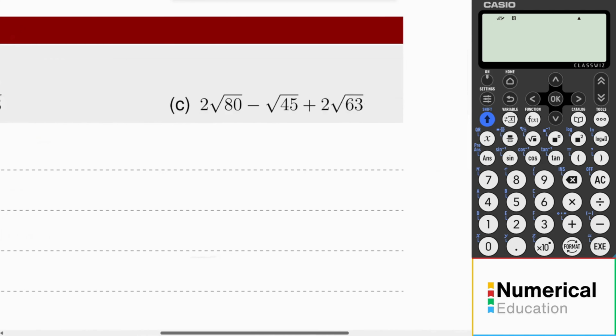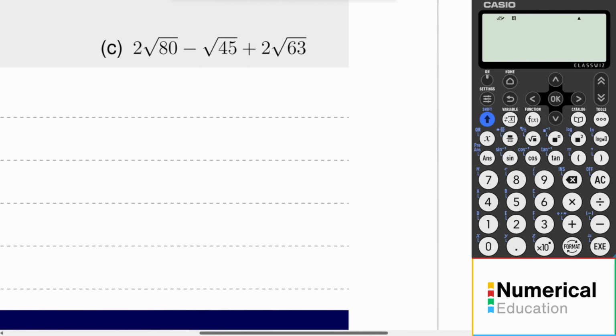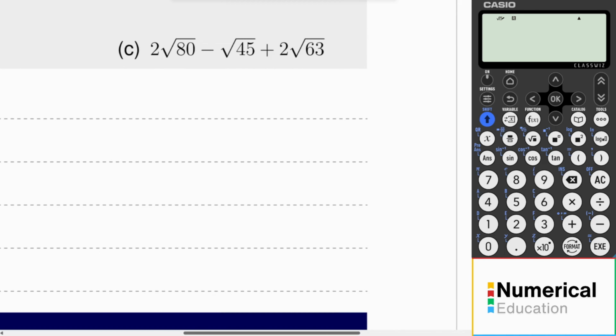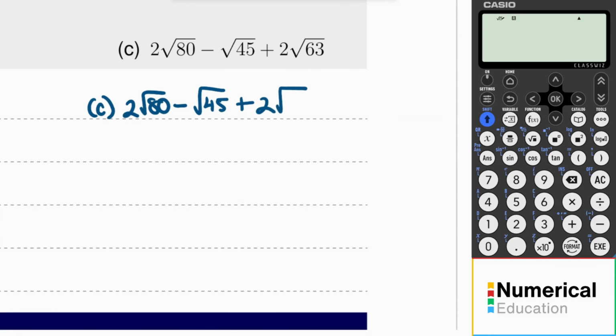Now, the more common question that you would get in an exam is a combination of surds that you have to go ahead and simplify, and potentially there might be like surds after that that can be further simplified. So let's have a look at this one over here. So we've got 2 root 80 minus root 45 plus 2 root 63. So let's go ahead and simplify each of these surds individually. So once again, we've got a 2 on the outside, so it'll be 2 multiplied by, and then we're going to think of combinations that will multiply to 80. So 16 lots of 5 will give me my 80.